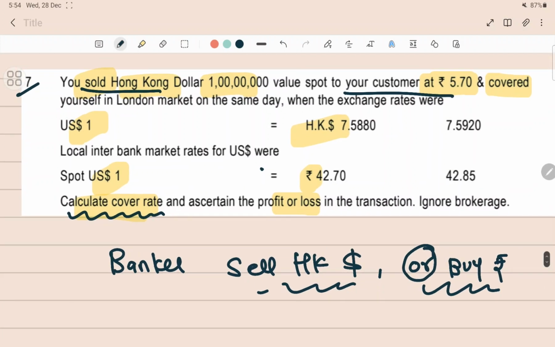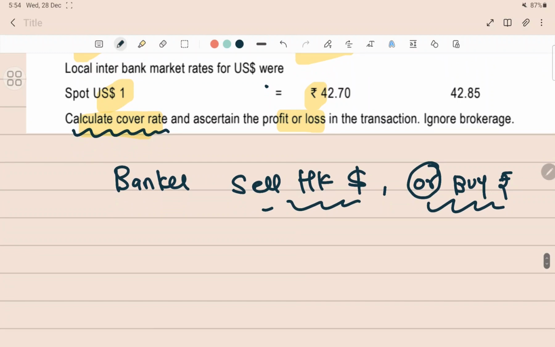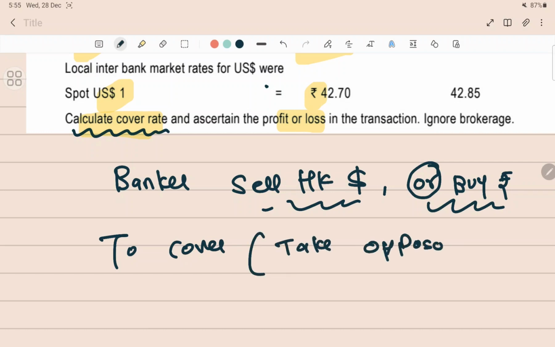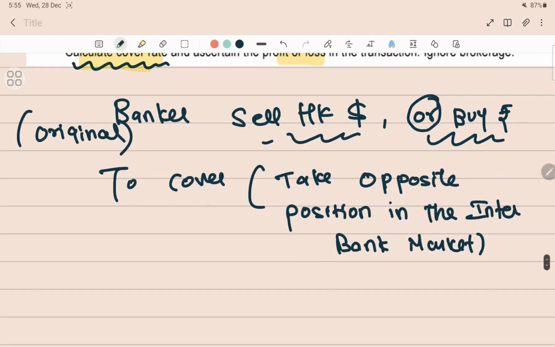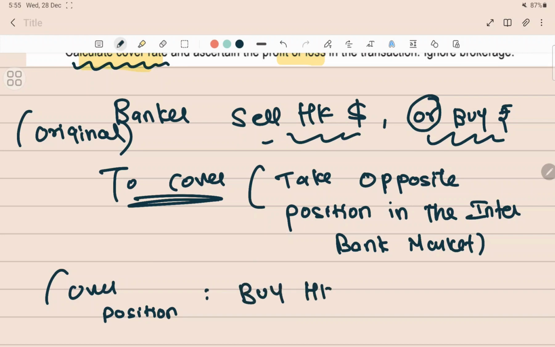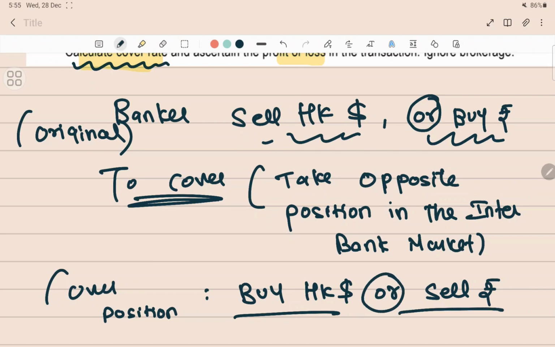What do you mean by cover? Cover means you have to protect your exposure, to hedge. So in order to cover, you take the opposite positions in the interbank market. This is your original position: sell HK dollar or buy rupee. So your opposite position, the cover position in the interbank market, would be buy HK dollar or sell rupee. Correct? This is something that we've established.